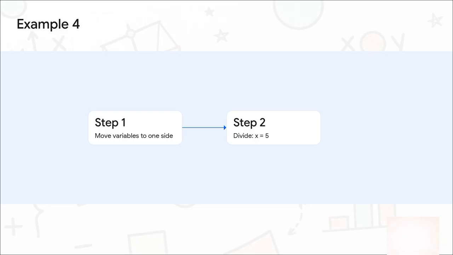5x minus 2x gives us 3x. Cool. At the exact same time, let's add 3 to both sides to move the numbers out of the way. 12 plus 3 is 15. So our nice, clean new equation is 3x equals 15.